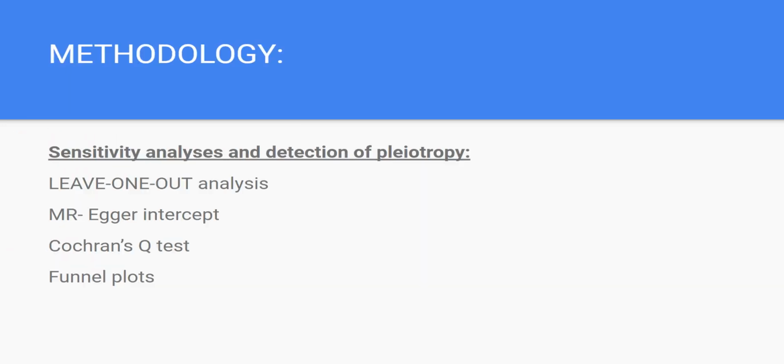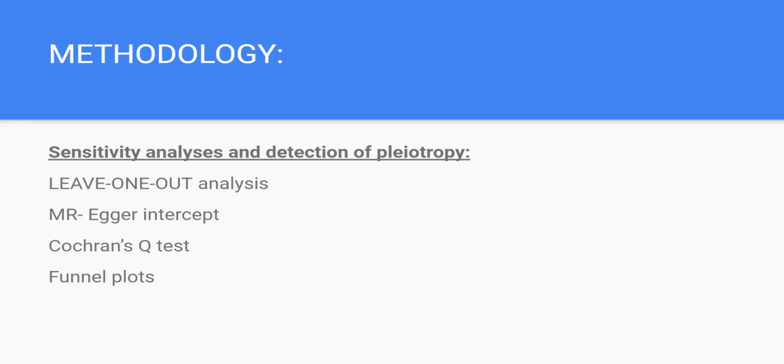I will tell you about pleiotropy. Here, pleio means many, and tropy means affecting. So these are genes that affect multiple, apparently unrelated phenotypes or characteristics. All these tests are used to make sure that there is no bias from pleiotropic effects, and they were performed to check if there is some heterogeneity.